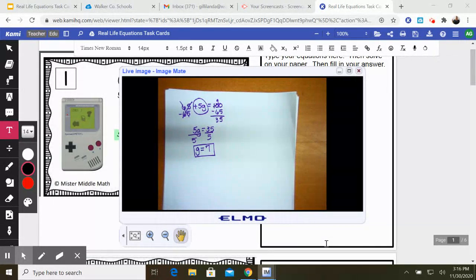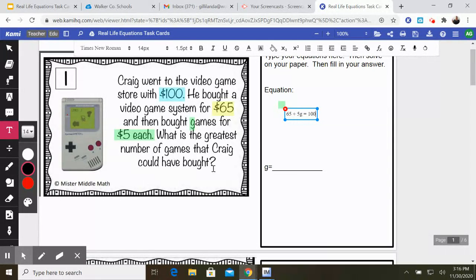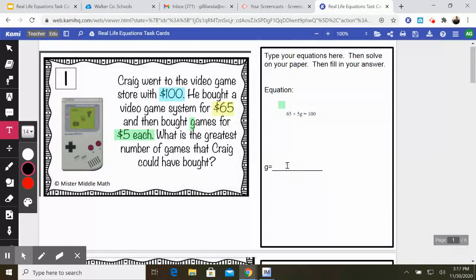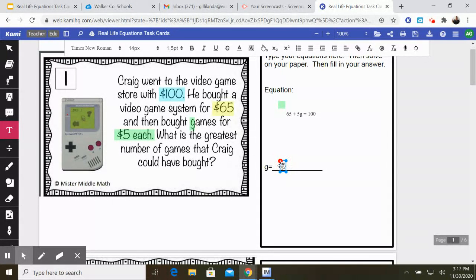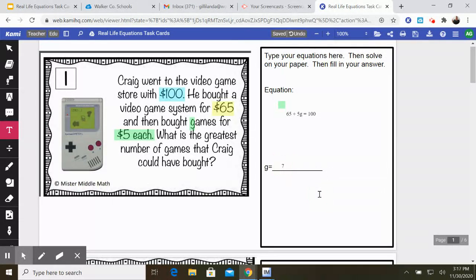So I'm going to go back. G equals 7. I know that G stands for games. And my question says, what is the greatest number of games that Craig could have bought? I just figured that out. He could have only bought 7 games. Let me put in a text box. So G is equal to 7. He could only buy 7 games. So let's try the next one.